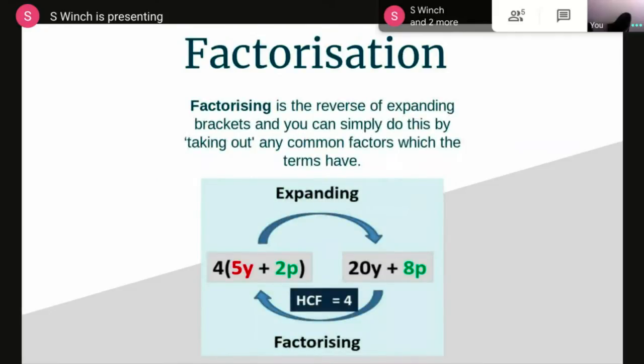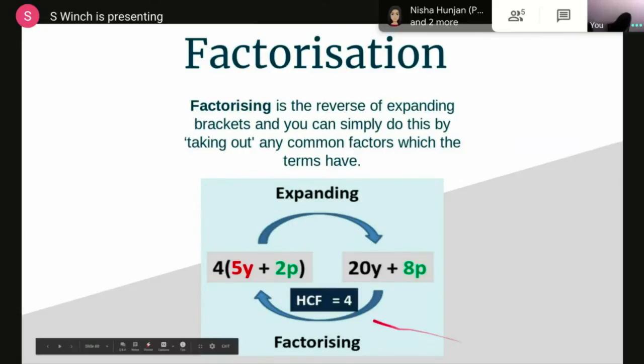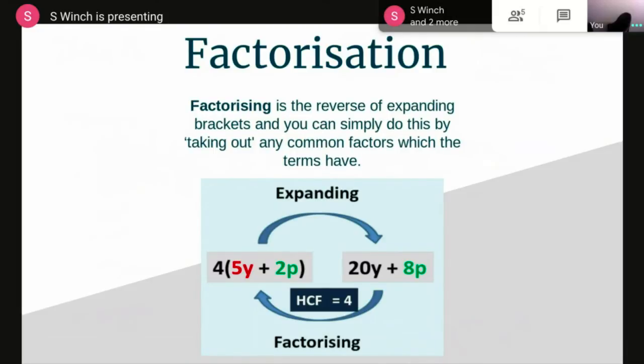Factorization. So factorizing is, as it says on the screen, simply the reverse of expanding brackets. And there's a little demonstration here below for you to help you. If we know how to expand, then you might be able to work out how to factorize if it's just the opposite. The most important thing is taking out the common factors, so the highest common factor in particular. So don't just find a factor, it's got to be the highest common factor of that number.